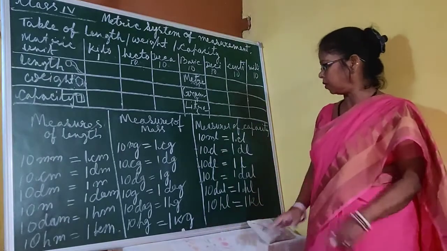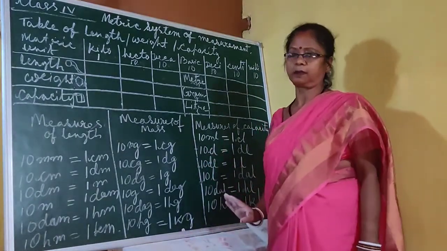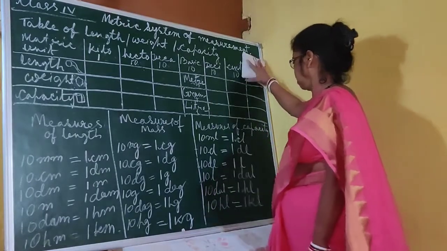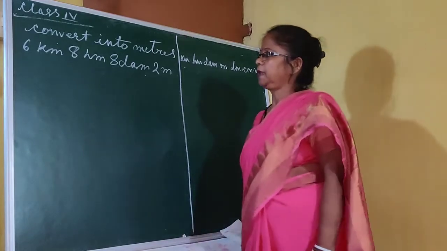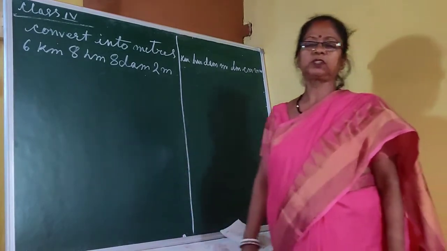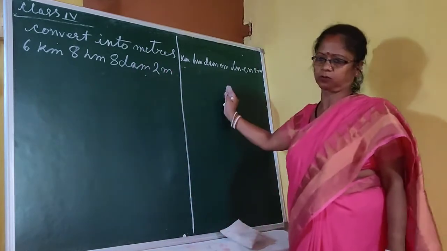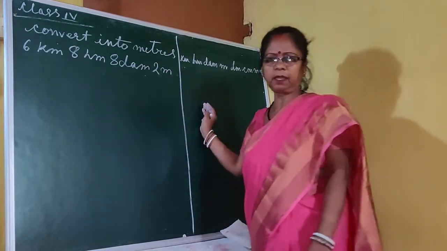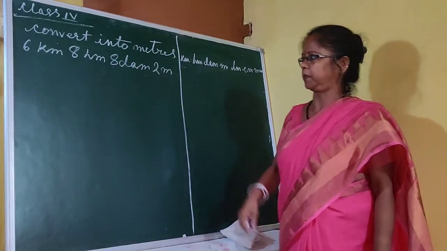So now I will show you conversion. This is the table you have to learn by heart. Next I will give you conversions. These sums I will explain in both ways. Whichever is comfortable, you follow. It is a long method and a short method. I am explaining both ways, so small children, whichever you feel comfortable with, you can use that method.